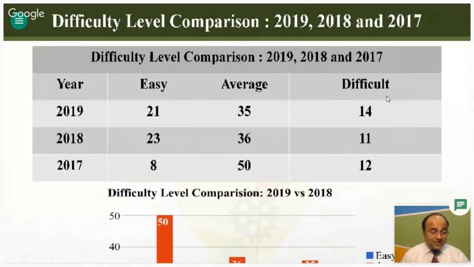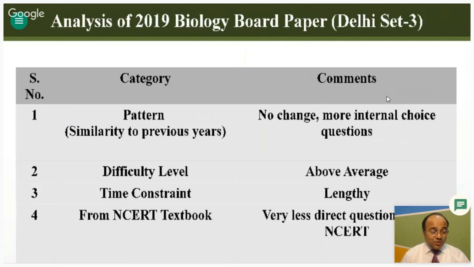So this is the comparison of this year's paper compared to the last year's papers, right? This is all just flow charts and diagrams. I'm not much interested in it. And coming to the pattern, it is almost the same. There is no change in the pattern, right? There were more internal choice questions. The paper was definitely above average.